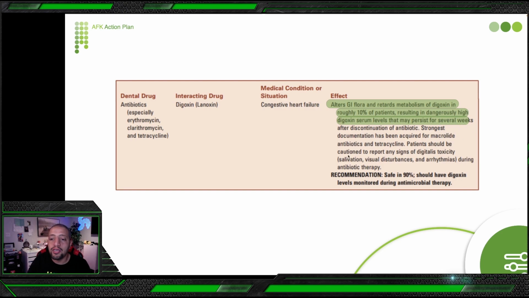So patients should be cautioned to report any sign of digitalis toxicity, salivation, visual disturbance, and arrhythmia during antibiotic therapy. It's safe for 90%, and digoxin level should be monitored during antimicrobial therapy. And I think now you can conclude why we didn't say contraindicated. No, it's not contraindicated, but it should not be considered.